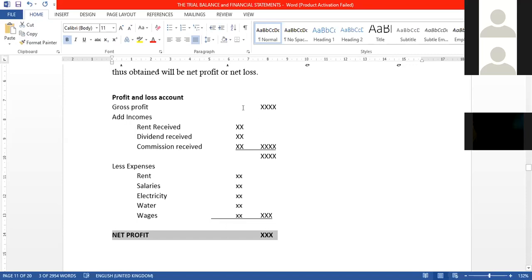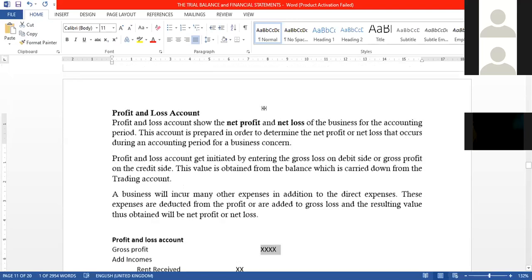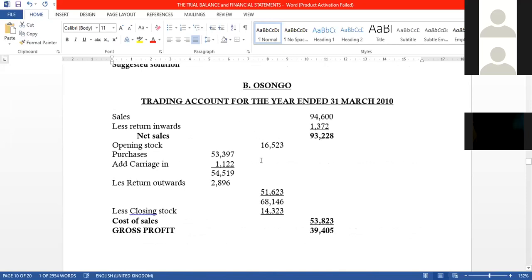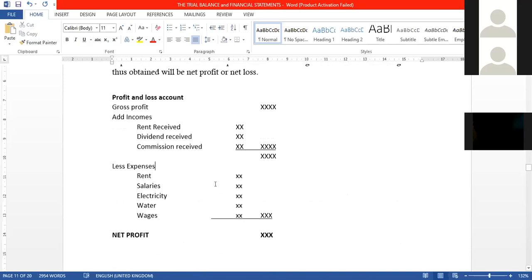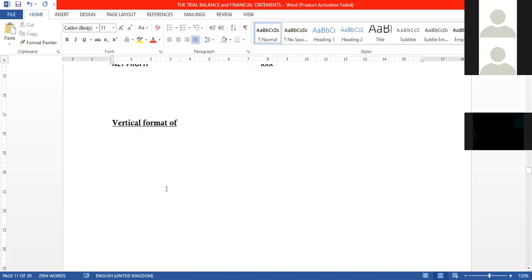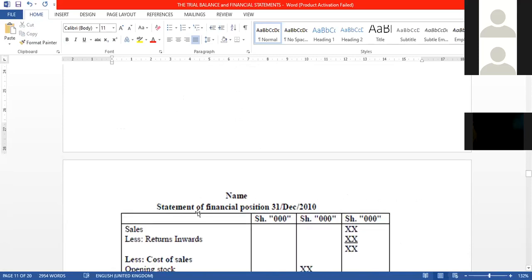Now, this part that we have done here is what we call the profit and loss account. But remember, we have started with the gross profit here. We started with this gross profit, which we had gotten from the trading account. So in our case here, this would have been the beginning figure. And therefore, if you join this account and this other profit and loss account, that is when you get what we call the trading profit and loss account.